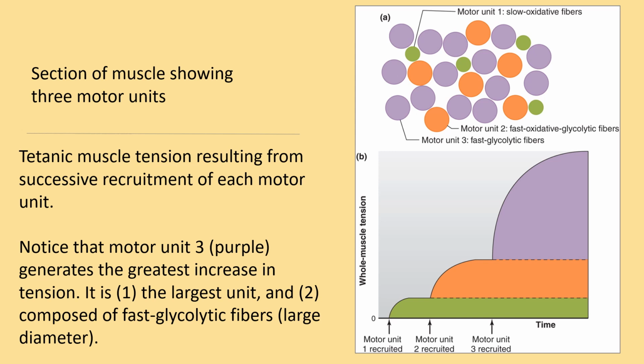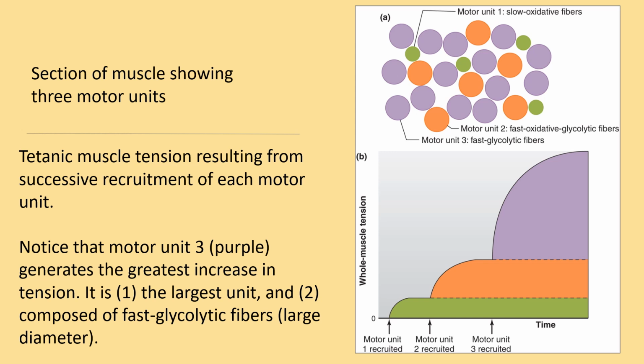So we can see motor unit number 1, according to the label, includes all of the slow oxidative fibers shown there. So how many muscle cells are in motor unit number 1? 4. We see 4 green muscle cells represented there. And then motor unit number 2 consists only of the fast oxidative glycolytic fibers. And so how many muscle cells are in motor unit number 2? 1, 2, 3, 4, 5, 6, right? There's 6 orange cells represented there.